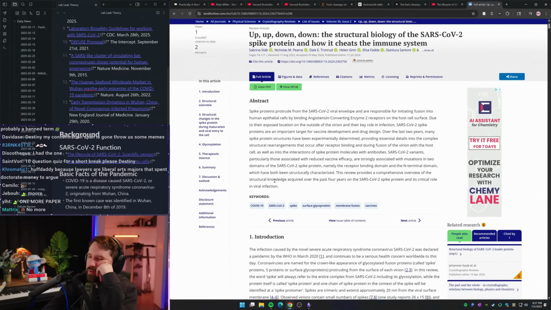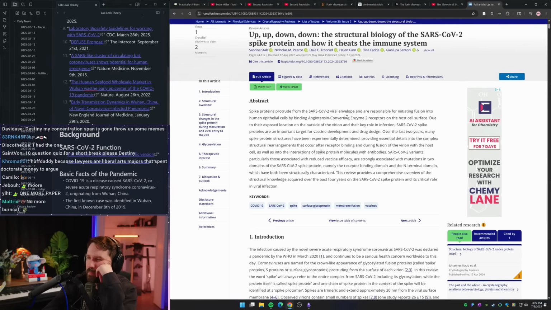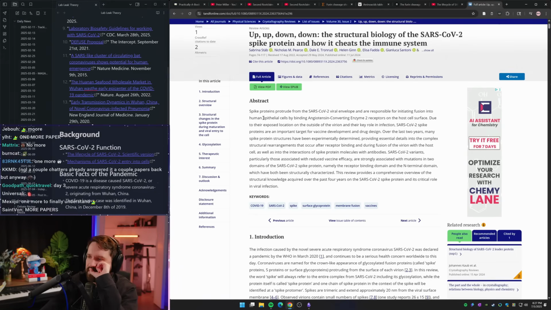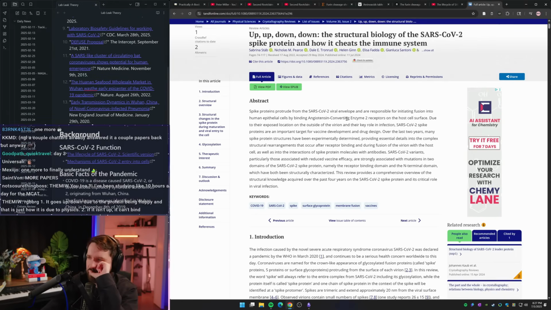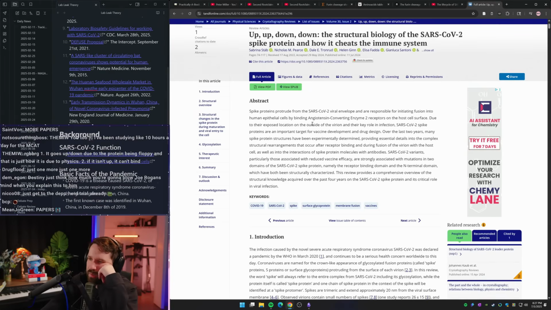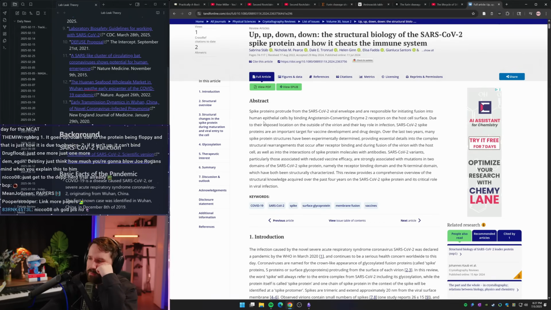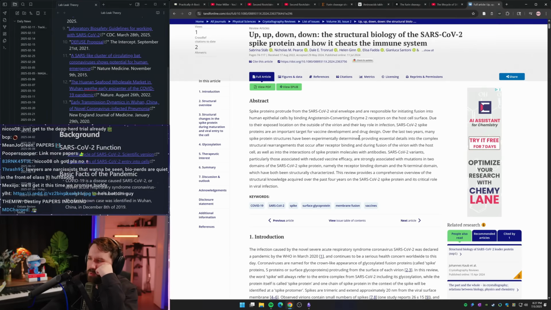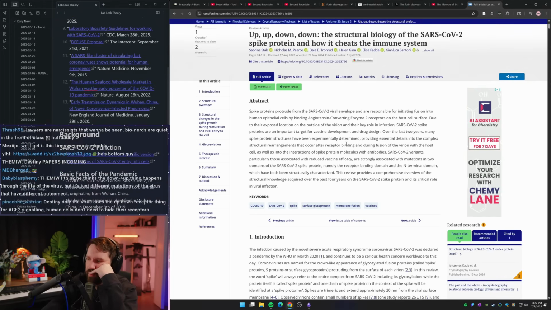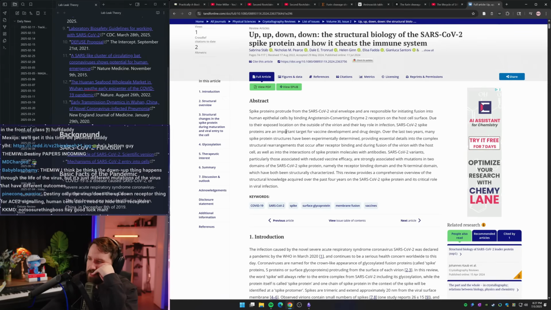Spike proteins protrude from the SARS-CoV-2 viral envelope and are responsible for initiating fusion into human epithelial cells by binding angiotensin-converting enzyme 2 receptors on the host cell surface. That's our ACE2 meme. Due to their exposed location on the outside of the virion and their key role in infection, SARS-CoV-2 spike proteins are an important target for vaccine development and drug design. Over the last 2 years, many spike protein structures have been experimentally determined, providing essential details into the complex structural rearrangement that occurs after receptor binding and during fusion of the virion with the host cell, as well as into the interactions of spike protein molecules with antibodies.